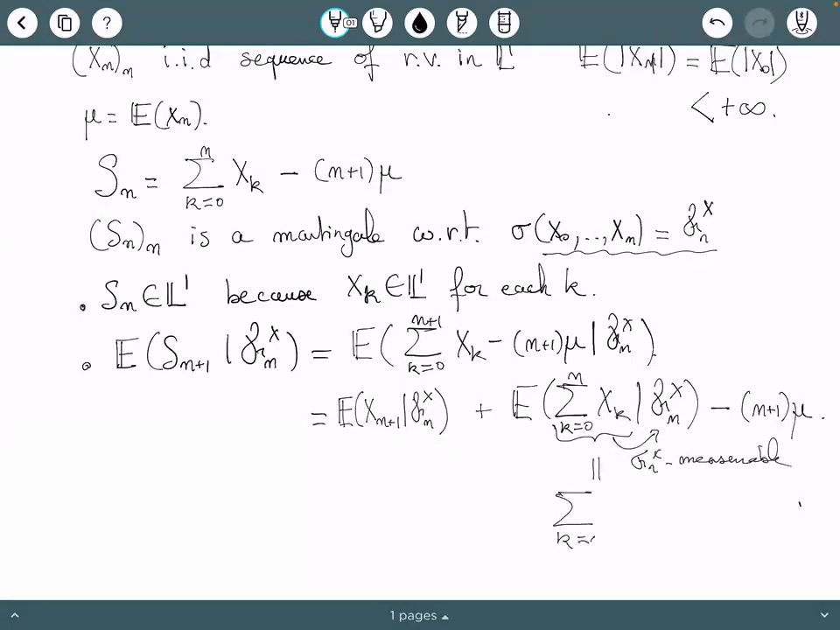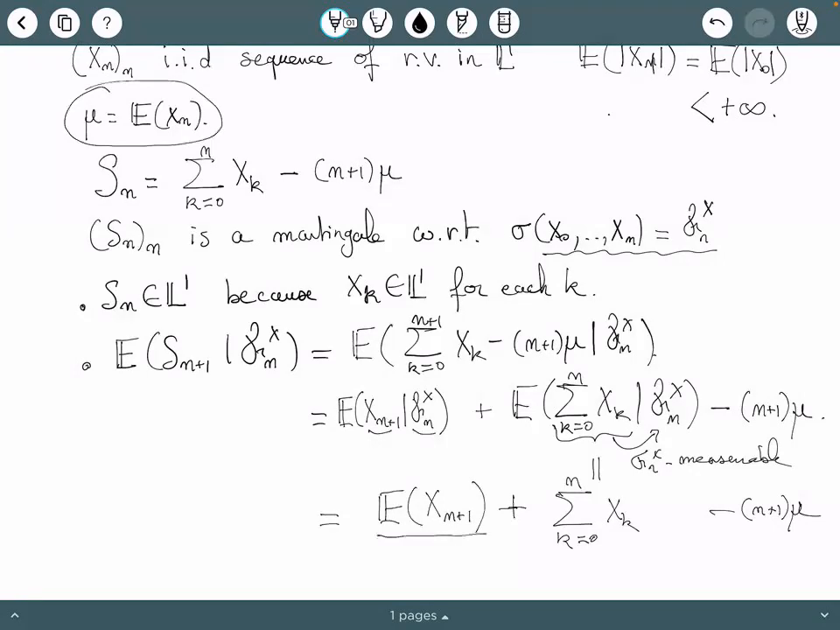So it is the sum from k equals 0 to n of Xk, plus the conditional expectation of X_{n+1}, minus (n+1) mu. And here I now use a second property. We know that the Xn are iid random variables. So X_{n+1} is in fact independent of this sigma field. If it is independent of this sigma field, we have that the expectation of X_{n+1} given F_n^X is just the usual expectation, the expectation of X_{n+1}. And if you remember the definition of mu, mu is the expectation of Xn. So this term here is equal to mu.